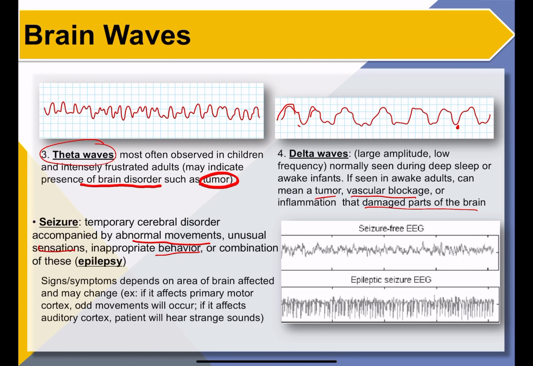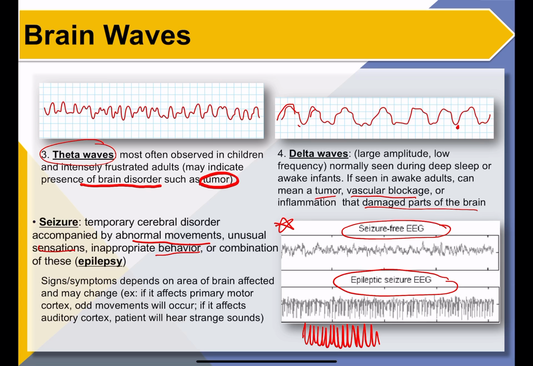And here is a diagram of a seizure-free EEG and someone undergoing an epileptic seizure EEG. You see all these brain waves in very, very high frequency and very, very high magnitude as well. That means there are multiple places in the brain that are firing all at the same time, inappropriately together.